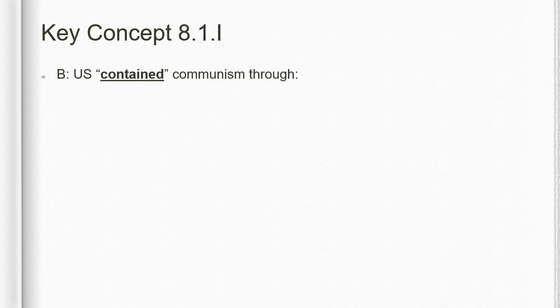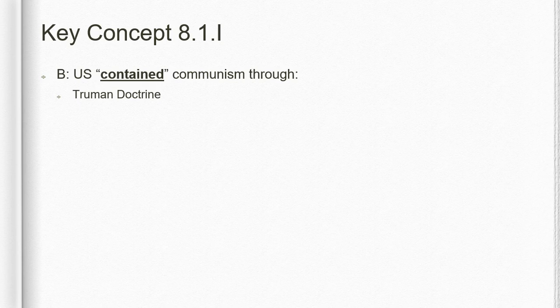Which brings us here. The United States contained communism through things like the Truman Doctrine, which I talked about before. This is another big departure for the United States, where the United States is saying we have to support financially. $400 million in 1947 is not exactly chump change, we have to support financially these civil wars.